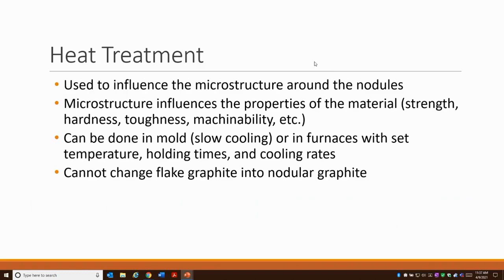So after that, you pour your casting. You can pour into a permanent mold or a sand mold, and then you have to allow the casting to cool, and then you potentially have to do a heat treatment based on the type of microstructure that you want. So the heat treatments, they can be in mold. You do a slow cooling to allow your carbon to migrate and you get a ferritic structure, or you can allow the casting to cool quickly and put it in a furnace at a set temperature and a set holding time and even a set cooling rate to change the microstructure that surrounds the nodules.